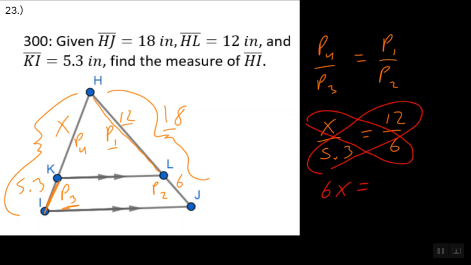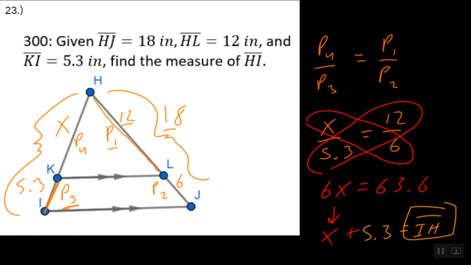Let me go ahead and figure out what this is. My guess is 63.6, but let's see. 12 times 5.3, yeah, it'll be 63.6. Now check this out. Whenever you find out what x is, we would say that x plus 5.3 will actually equal the whole length of IH or HI. Okay? So you need to find this by taking your x and adding it with that 5.3. Alright, let's move on to our final example.